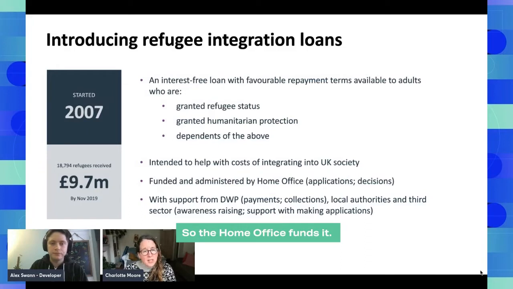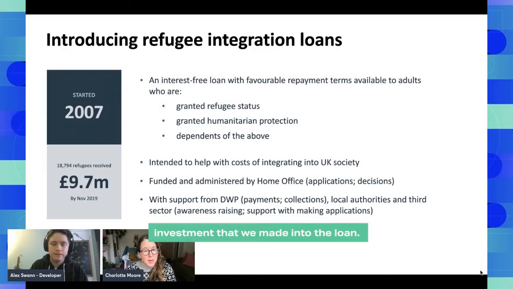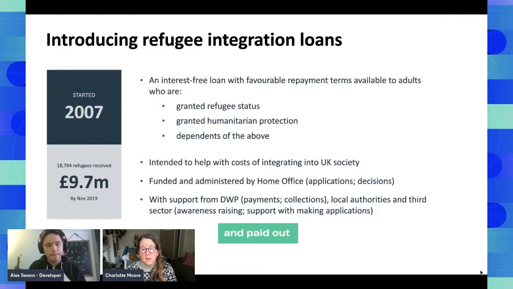So the Home Office funds it, and then we work with DWP, who administers the payments, and then they also work on the collections of the payments, largely through universal credit, although when people are in private employment, they negotiate with people on a repayment plan. And so the loan started in 2007. And in that time, we've helped nearly 19,000 refugees. This date was of November 2019. And we've managed to recycle that initial investment that we made into the loan, but we've made sure that we have paid out nearly £10 million to refugees over this time to help them with their life in the UK. Next slide, please.